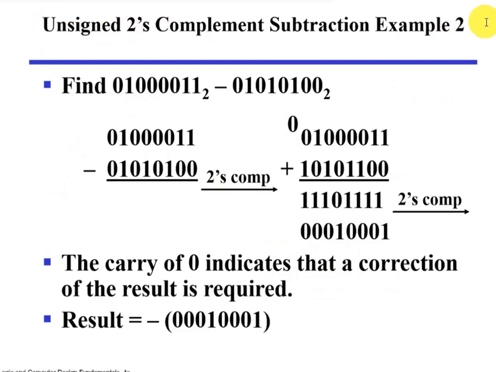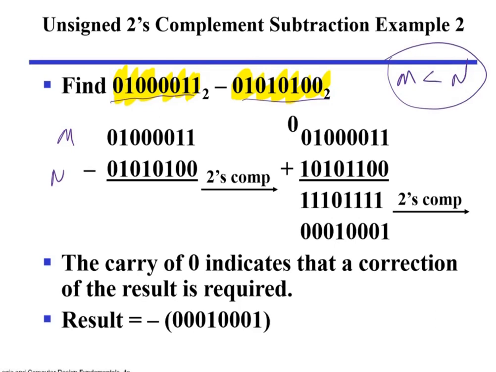Here is another example using 2's complement for subtraction. In this case, we are given again two numbers, minuend and subtrahend. This is the minuend, and this is the subtrahend, and we can denote them m and n. In this specific case, we can see that m is less than n, the minuend is less than the subtrahend. Well, in this case, we follow the same steps. First, take the 2's complement of the subtrahend, and then perform the addition.